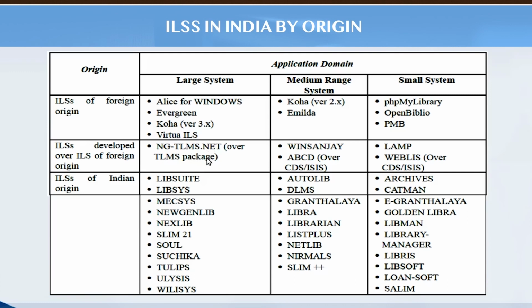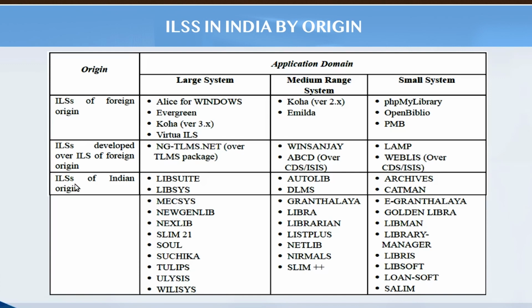Many Indian libraries are still using NGTLMS, the Next Generation Total Library Management System. Then we have WinSanjay and ABCD, both based on CDS/ISIS. WinSanjay is based on CDS/ISIS for Windows, and ABCD is based on CDS/ISIS version 3.0 DOS version, but it is also supported by WWWISIS in the front end. For small scale libraries we are utilizing LAMP, originated from Pakistan, based on CDS/ISIS version 3.0, and WebPlace, originated in Belgium, developed over CDS/ISIS along with WWWISIS.